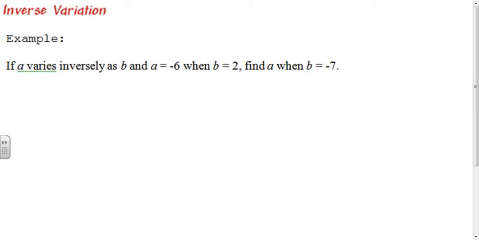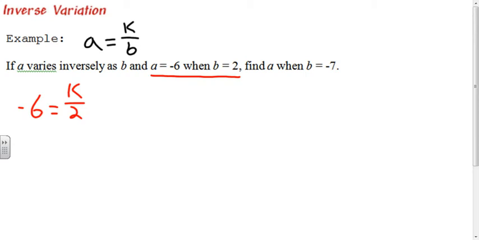Now we'll try inverse variation. So I prefer to write these ones as y, or we'll call it a. A varies inversely as b, so we'd say a equals k over b. So that's the form we're looking for. We know a is negative 6 when b is 2, so negative 6 equals k over 2. So we want to find a when b is negative 7.